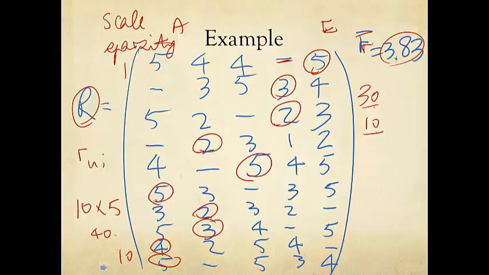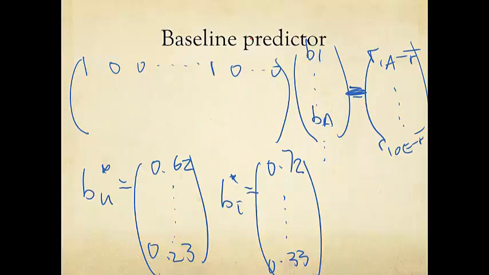All right, step number 1, baseline predictor. Let's construct the baseline predictor, which is r hat ui equals r bar, 3.83 in this example, plus a bunch of biases for each user for each movie. And this holds for all the ui pairs.